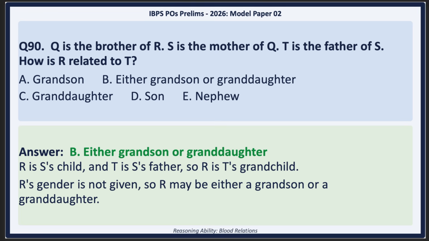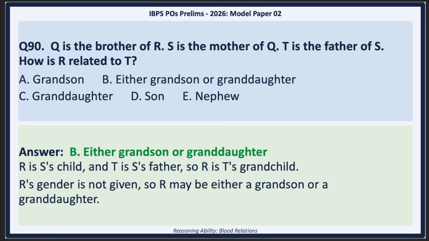But wait, we know Q is a brother, so Q is male. We actually don't know if R is a boy or a girl. And this is a really vital point. The human tendency is to fill in the gaps and make assumptions based on names or feelings. Yeah, I almost just assumed grandson. Right, but in strict logic, you never assume information that isn't explicitly stated. Because R's gender is unknown, R could be either a grandson or granddaughter.